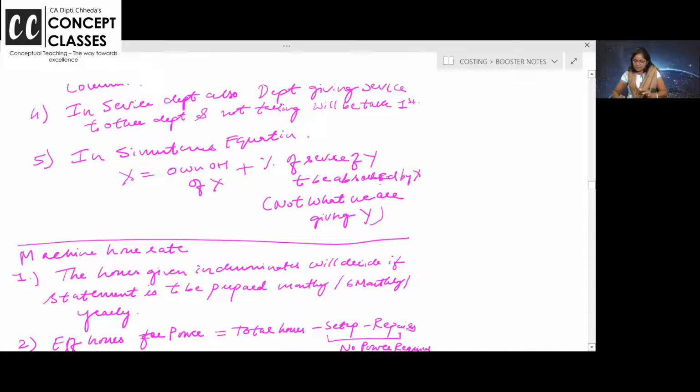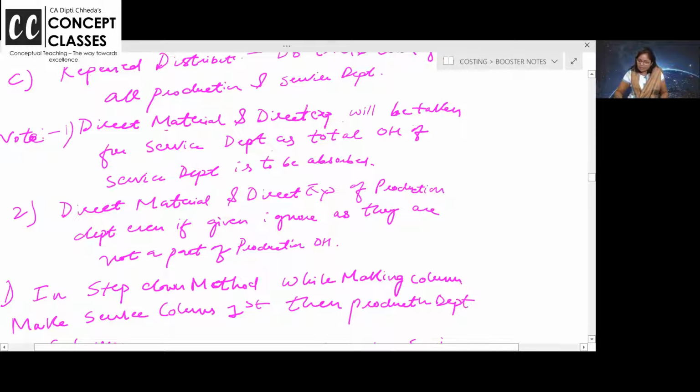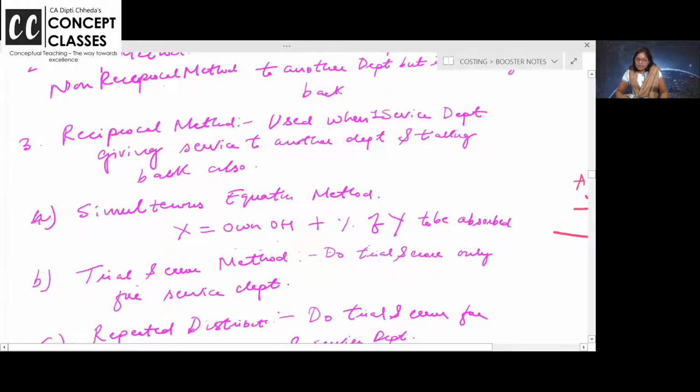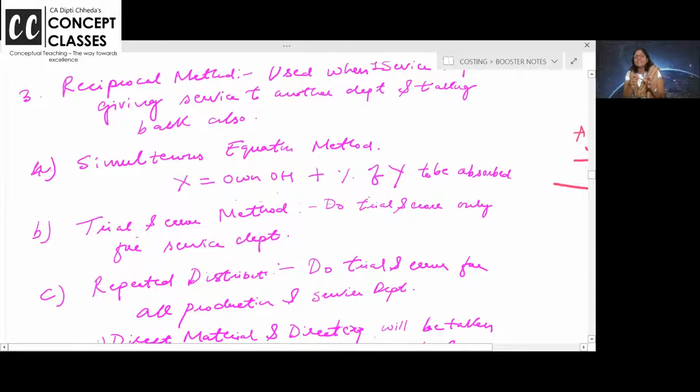Next method is reciprocal method. It is used when one service department is giving service to another and it is taking back also. Then you can follow simultaneous equations. S1 department's own overhead is 50,000 plus 20% of S2. S2's own overhead is 10,000 plus 20% of S1. It's a little difficult to take a revision like this. Keep patience. I'll show you the notebook. I'll share my questions also so that you get an idea.